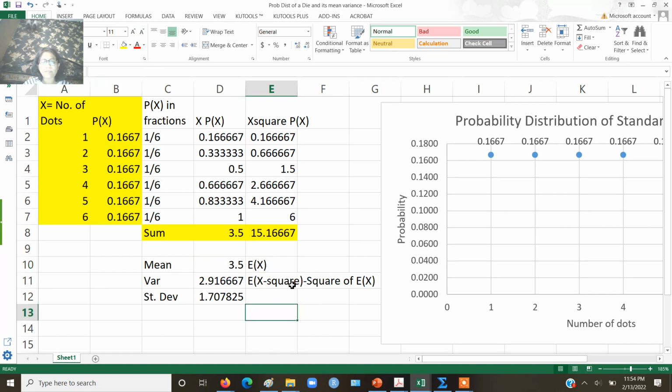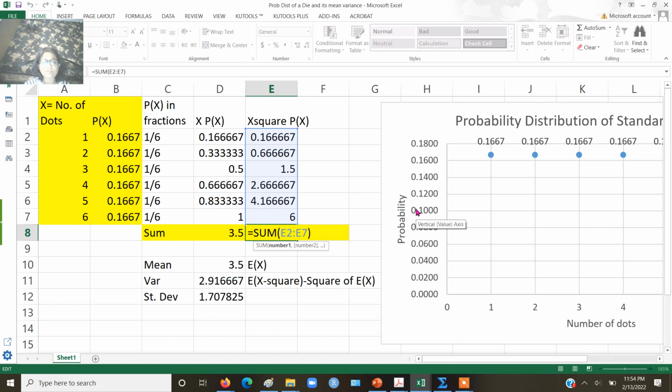But we also need expected value of x square. And how can I calculate that? You see, I have made another column, x square times p of x. So x square means x multiplied by itself, that is 1 multiplied by 1 into the probability. For example, on the second cell, this is 2 multiplied by 2, that's 4, multiplied by the probability, which is 0.1667. So the sum of this column is expected value of x square, right? This is expected value of x square.